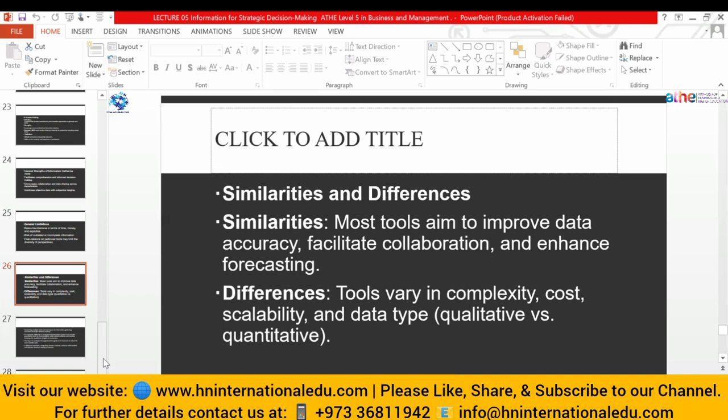Differences, however, tools vary in complexity. Not every kind of method, process, or tool can be used in every kind of situation or strategic decision making. It depends on the type of decision making, on the type of organization, and the structure. Cost, the money, budget, scalability, the rate of scale, and the data type, whether it's qualitative or quantitative.